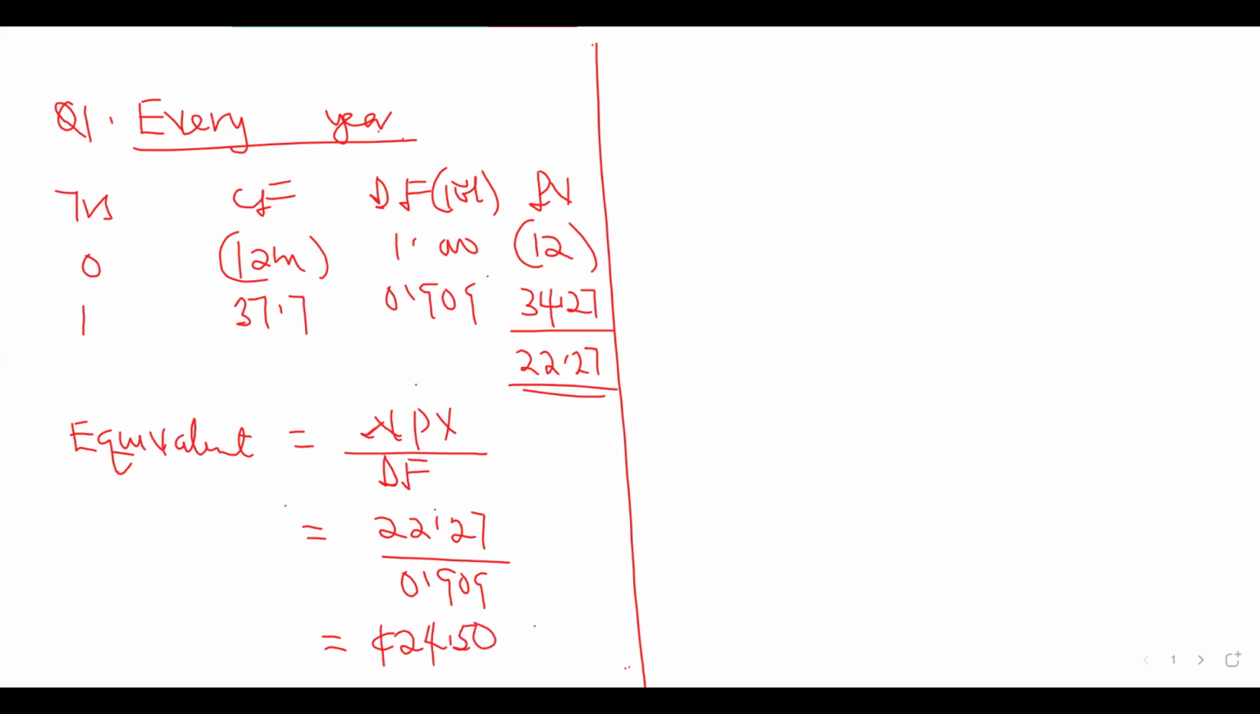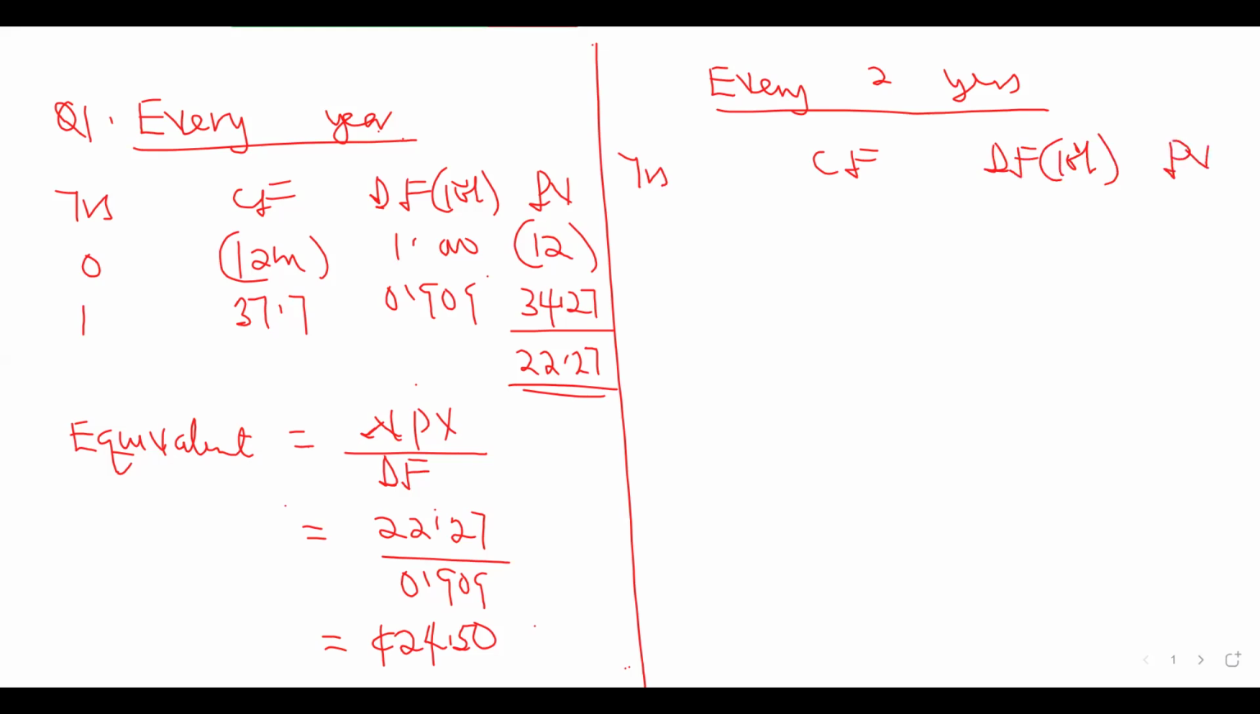Okay, let's count the replacements every 2 years. So we have the years here. We have the cash flow, the discount factor, and the present value. In year 0, we have to purchase the machine at 12 million. The discount factor will be 1. Then we have 12 million. Year 1, we are not going to be disposing, isn't it? We will not dispose the machine in year 1.